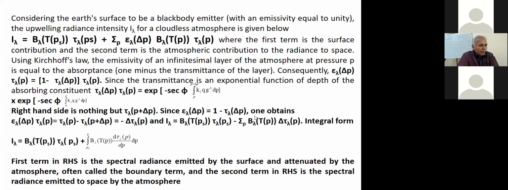So this is the Blackbody radiance, and this delta tau lambda I am now writing as d tau by dp, because we are dividing the layers vertically with delta p thickness. So basically delta tau becomes the vertical variation with respect to pressure of the transmittance into dp, and the limits are for the entire atmosphere, from the surface ps to the top of the atmosphere. This is what radiative transfer is all about.